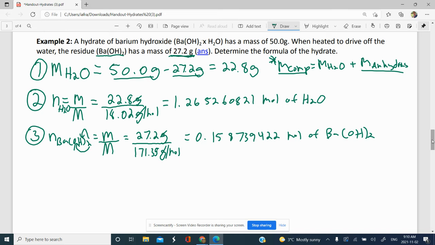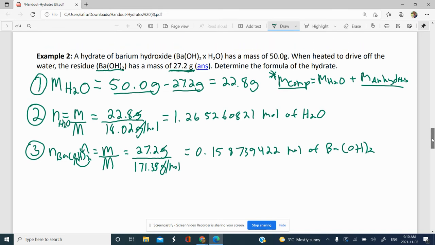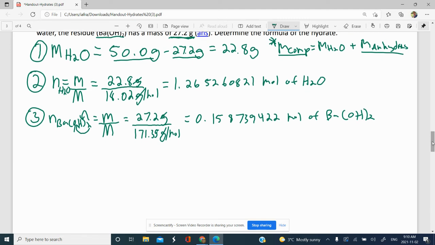If you remember back when we were doing the empirical formulas, we had to divide by small. And so we're doing the same sort of idea here. We're going to do a ratio between the amount of water and the ionic compound. So the X value is going to be equal to the moles of water divided by the moles of the ionic compound.